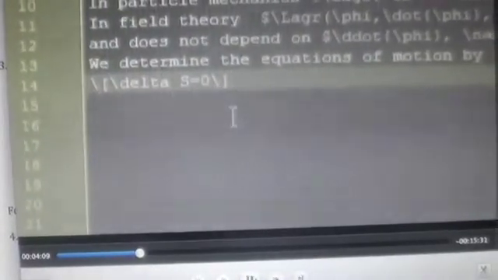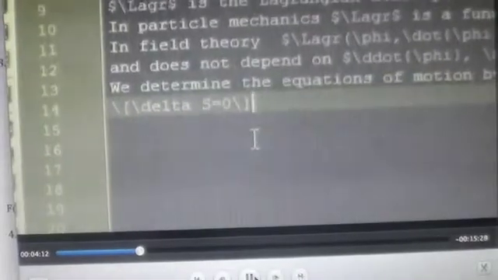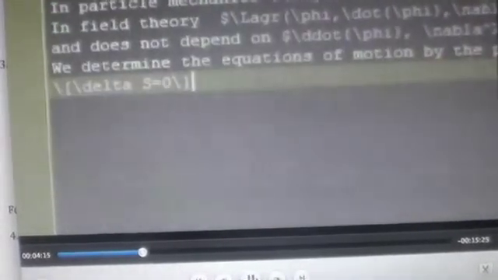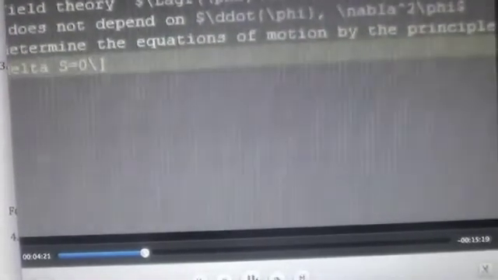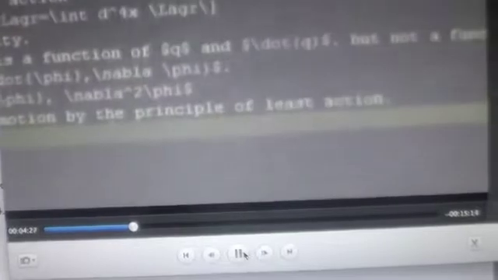So basically, what we have now is that we have to vary the action, or as my colleague would say, extremize the action. This gives us a change in how the field changes from the initial state to the final state. So that's the equation we're looking for.